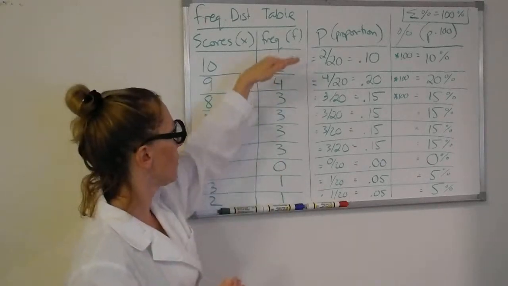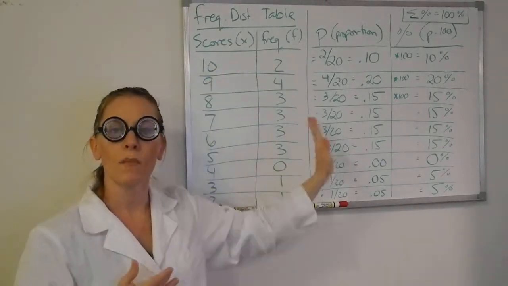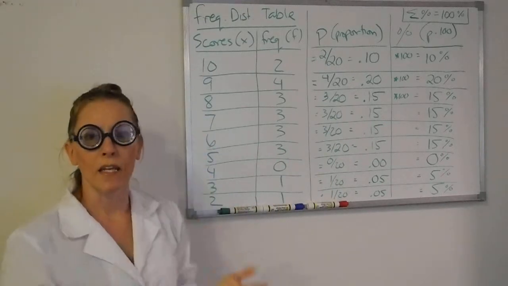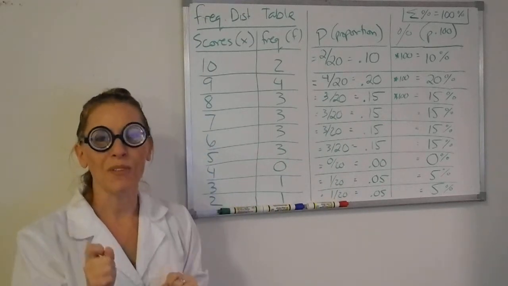You would only have basically males and females at that point, but you could still use nominal data to make a table like this.